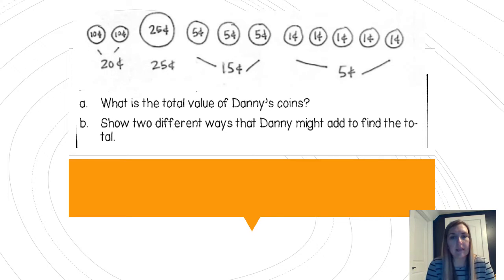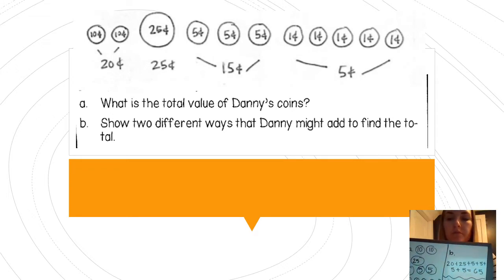Next, show 2 different ways that Danny might add to find the total. I'm going to show you my board and 2 different examples of number sentences. My first one says 20 plus 25 plus 5 plus 5 plus 5 plus 5 equals 65. My last 5 or add-in that I have is just a quicker way for the 5 pennies instead of doing 1 plus 1 plus 1 plus 1 plus 1.